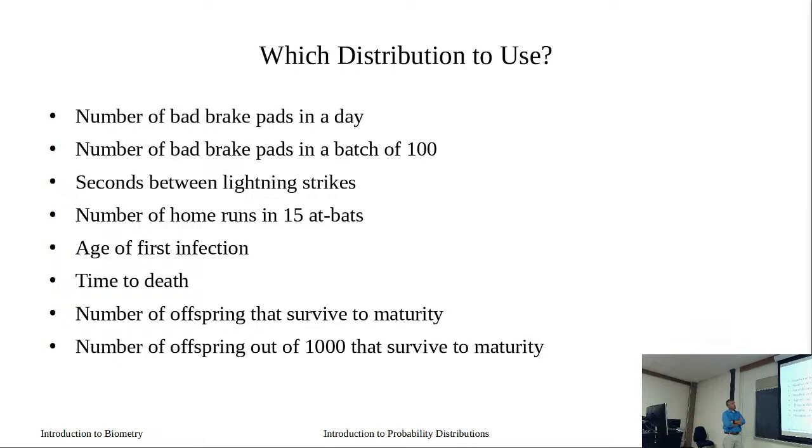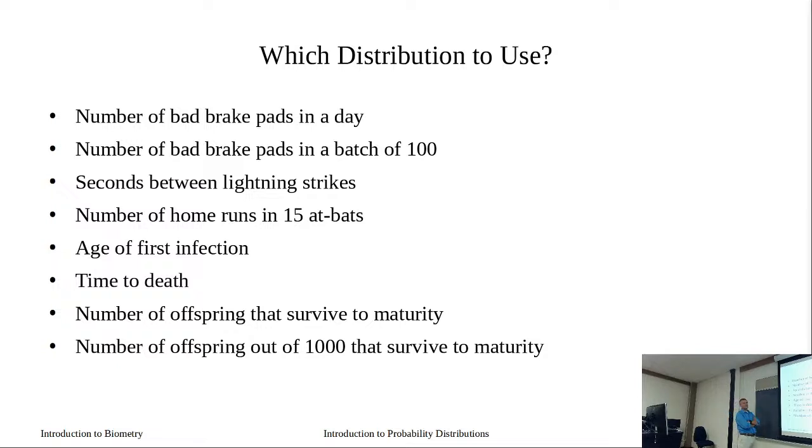The first one, we want to model the number of bad brake pads that get produced in an assembly line in a day. What would we use? Binomial. Why binomial? Because it has a set time limit. Okay, but do we know how many pads were produced in that day? No.